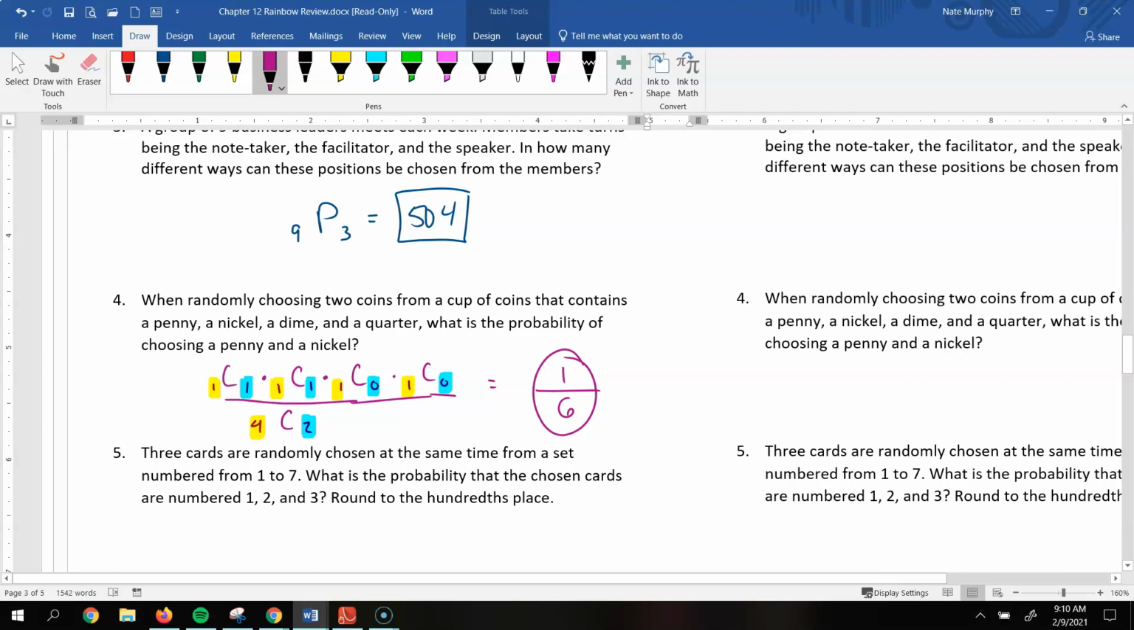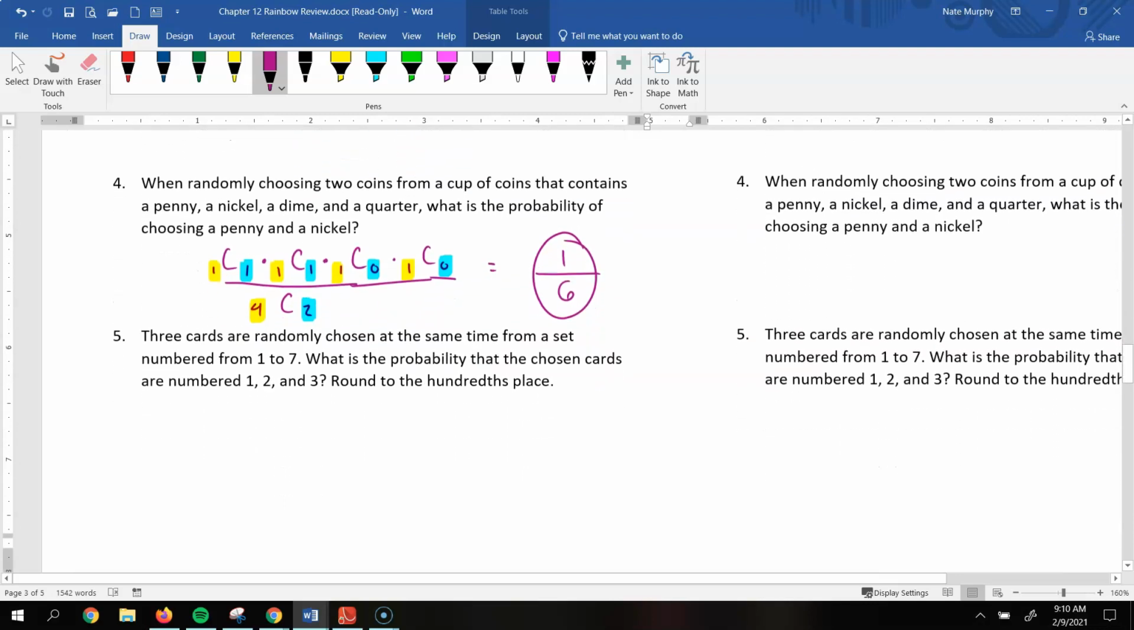So again, the denominator doesn't care about anything specific. You just look at the totals. So the total number of items they were choosing from and the total number of items out of those that we're going to actually select. So we have 4 coins. We're choosing 2 of them. And the numerator breaks it down into the specific pieces. And in this case, it's an AND situation. So we would multiply each of those probabilities, which really doesn't matter because they're all ones.